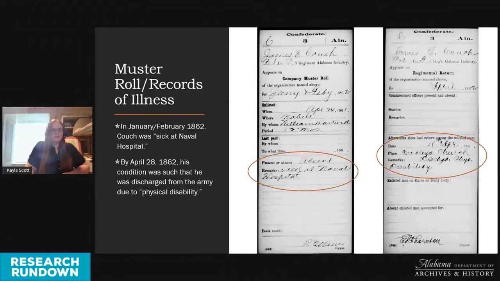Records of illness and hospitalization can show up on a few different types of records, including the muster rolls, hospital rolls, and regimental return records, just to name a few. This first muster roll on the left has Couch's status as absent, with remarks noting he is sick at the Naval Hospital. The card on the right is dated April 28, 1862, and notes the location as being Mosley's Church. It is noted in the remarks section of the card that Couch is being discharged due to physical disability.